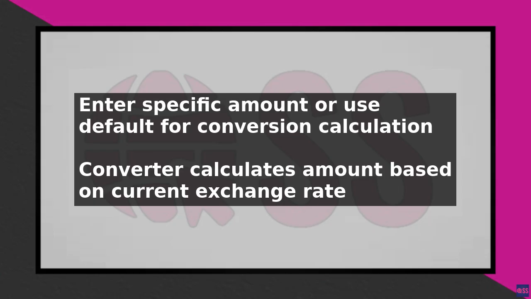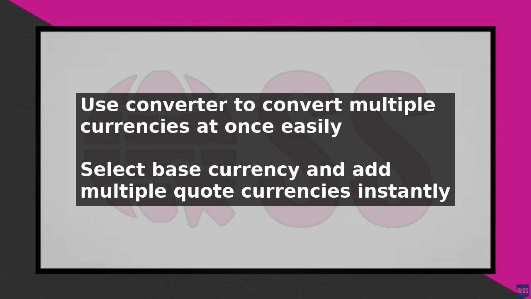It is also possible to use the Oanda currency converter to convert multiple currencies at once. This is done by selecting the base currency and then adding multiple quote currencies to the converter. For example, if you want to convert US dollars to euros, pounds, and yen, you would select US dollars as the base currency and then add euros, pounds, and yen as the quote currencies.